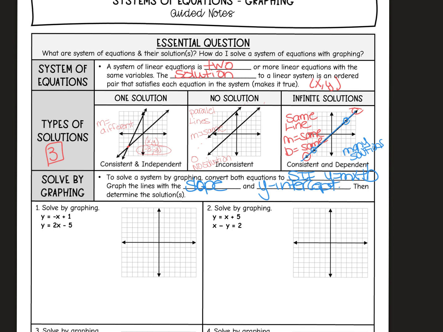Do they just share it at one point? Do they share it all along? Are they the same exact line? Or are they parallel lines and they will never cross, meaning they have no solution?